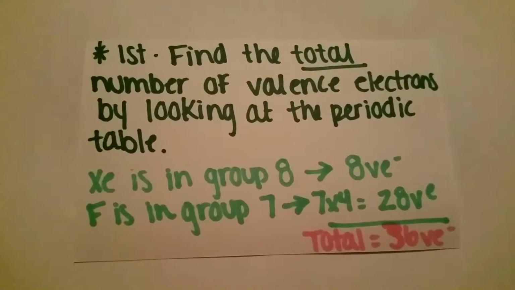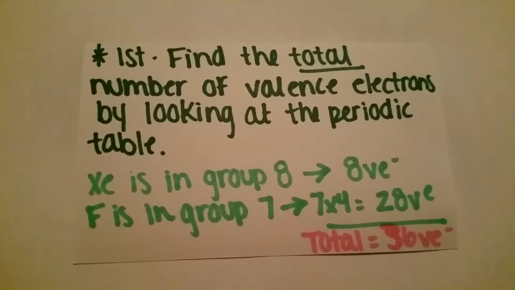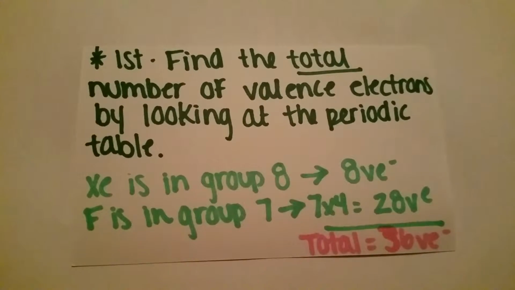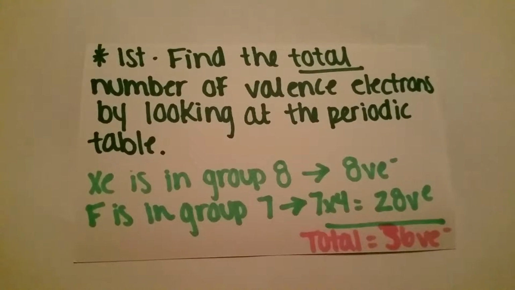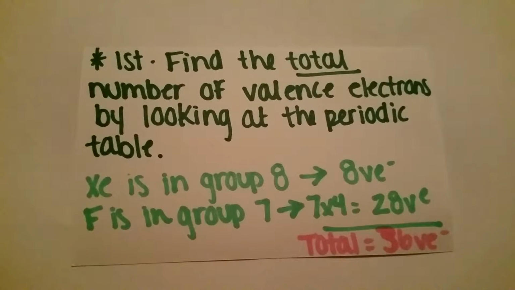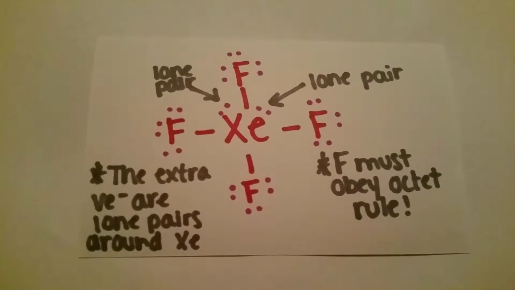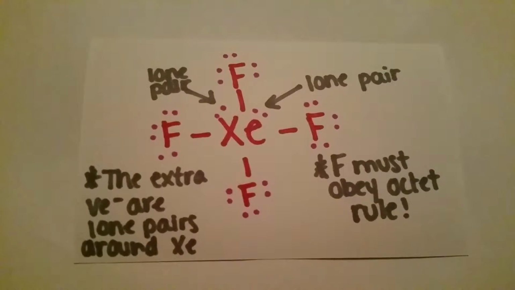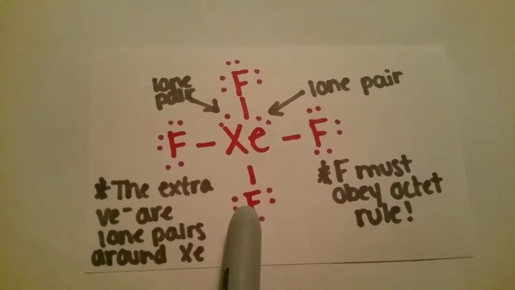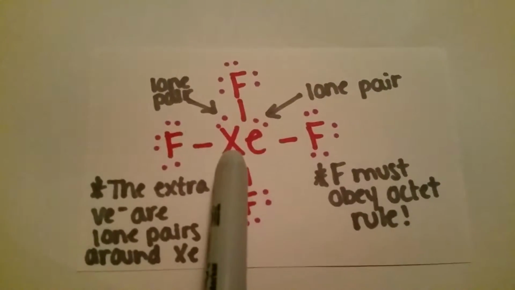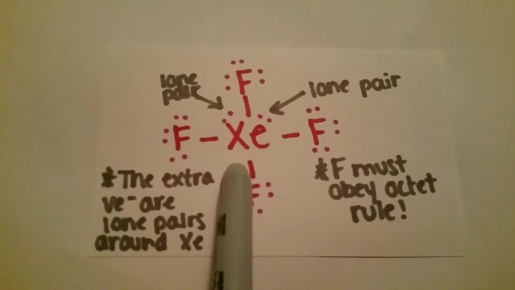Now we add the total number of electrons. That gives us a total number of 36 valence electrons. So we know that our structure needs to have 36 electrons. We first identify our central atom. We know that since there are 4 fluorines, that Xe must be our central atom because fluorine cannot be.